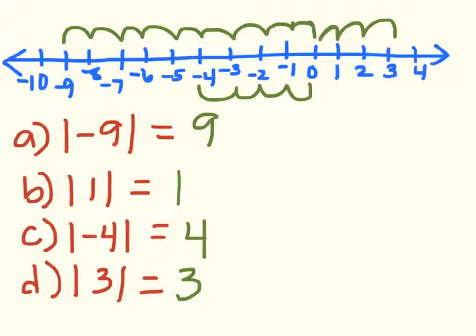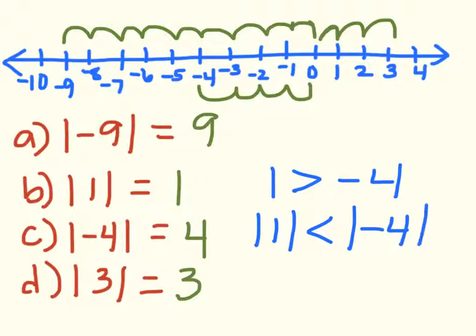Finally, please note that even though 1 is greater than negative 4, the absolute value of 1 is less than the absolute value of negative 4. Because really, when we're comparing the absolute values of 1 and negative 4, we're comparing 1 and 4. Don't let that negative sign trick you when you're working with absolute values.